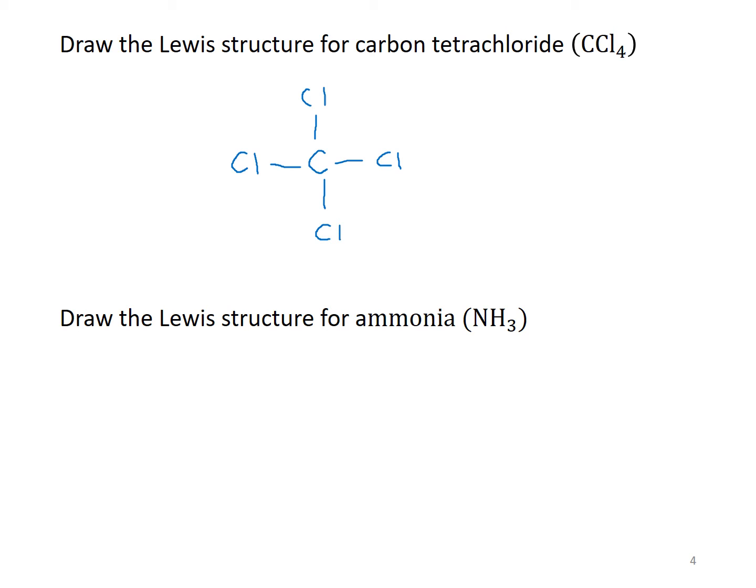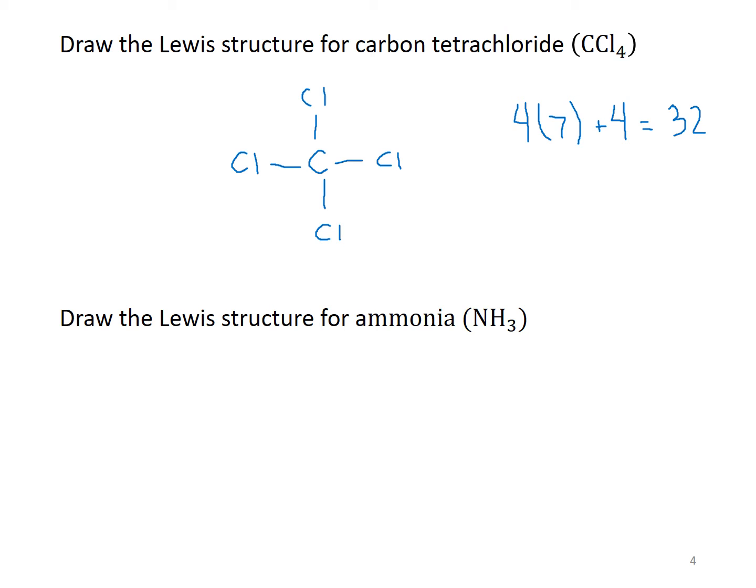Okay. I need to count up my valence electrons. So chlorine has 7 valence electrons, and carbon has 4. So here we should get 32 valence electrons total.